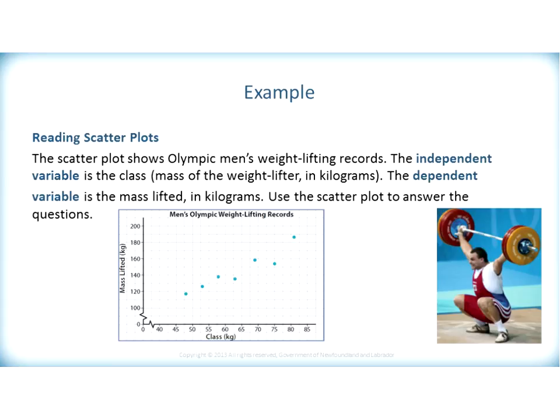Here's our example. The scatter plot below shows Olympic men's weightlifting records. The independent variable, again the one we can control, is the class of the weightlifter, so the maximum size a weightlifter can have. The dependent variable, the one that changes as a result, is the mass lifted by the lifter. So we're going to use the scatter plot below to answer the questions that follow. And we're going to have that scatter plot show up in our slides, so you don't have to have it right there in front of you.